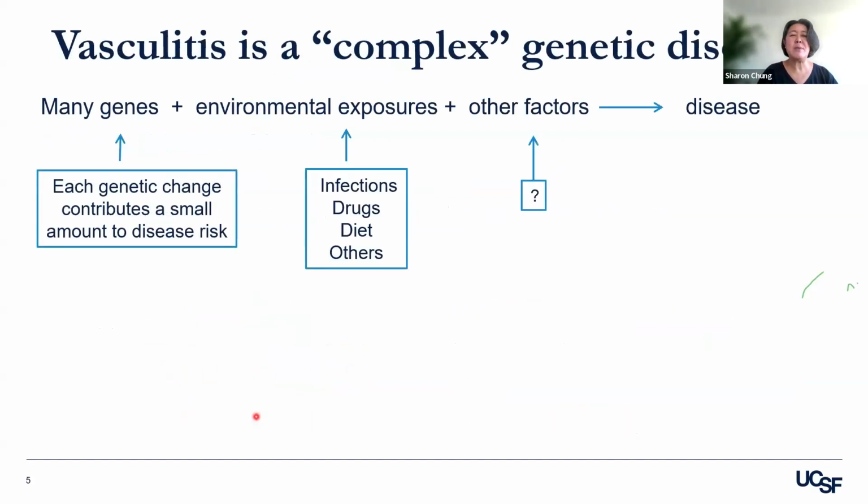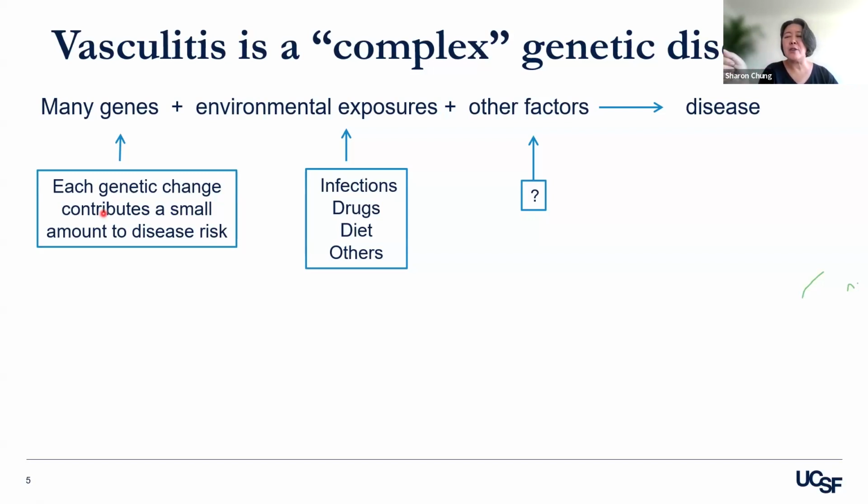Instead, most types of vasculitis are complex genetic diseases. And these are diseases where the risk of disease is influenced by having mutations in many different genes. And each genetic change or each mutation contributes a very small amount to the disease risk. But it's not enough that you have these genetic changes to result in disease. You also need to have some type of exposure. So these exposures can be infections or drugs or diet or other exposures.